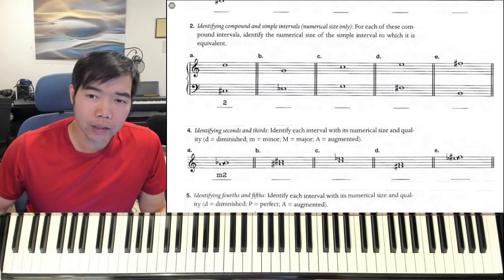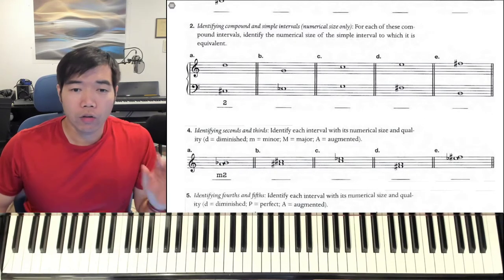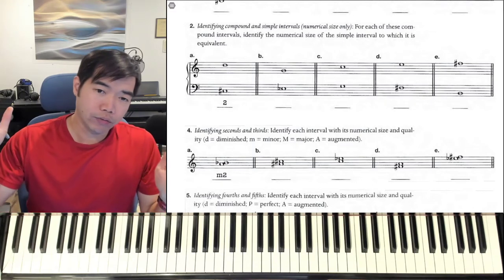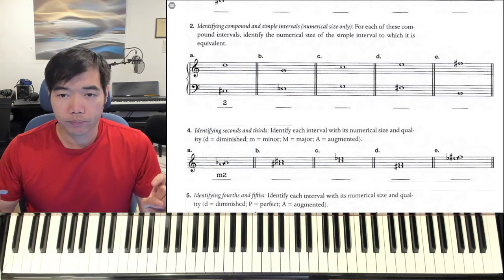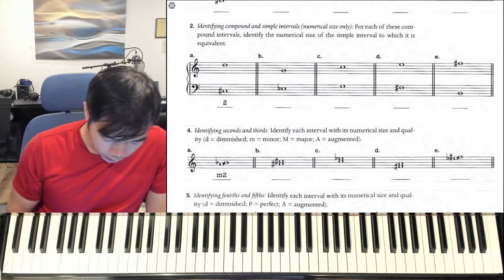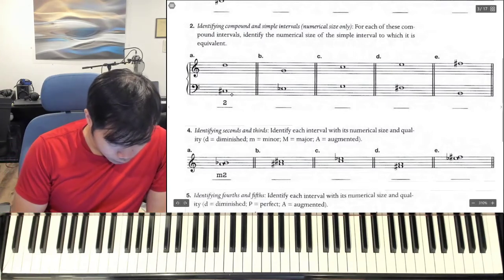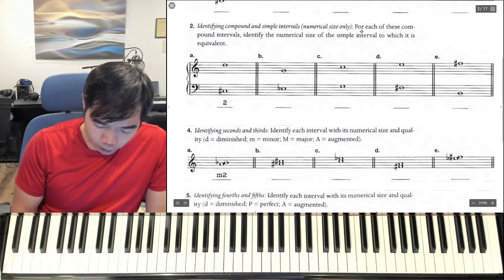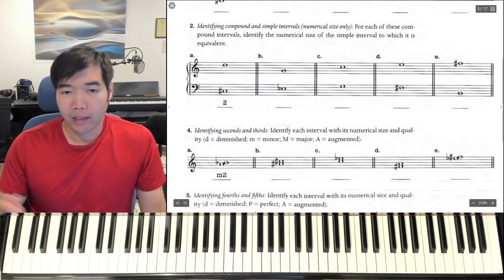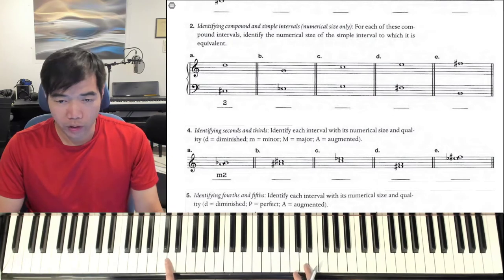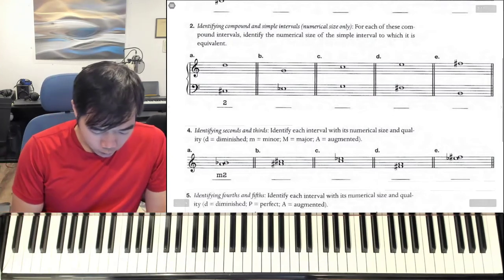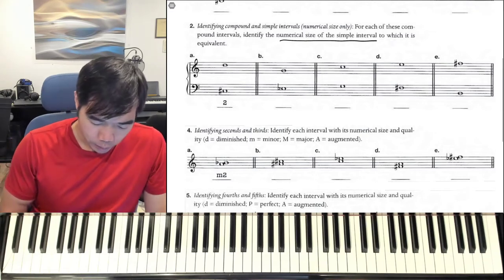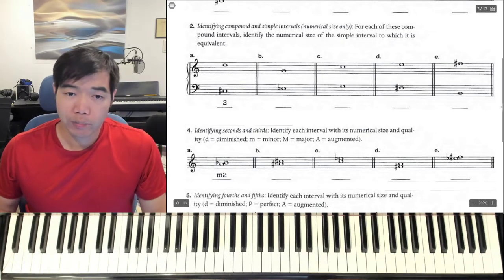Looking at the second section, identify compound and simple intervals. Remember, compound intervals refers to intervals larger than an octave. Simple intervals refer to intervals an octave or smaller. Okay. So again, if you look here, they're saying identify compound intervals, numerical size. For each of these compound intervals, that's intervals that expand more than an octave, identify the numerical size of the simple interval to which it is equivalent. And remember, to do this, all you have to do is subtract 7.